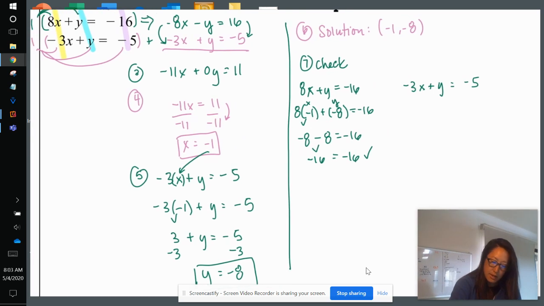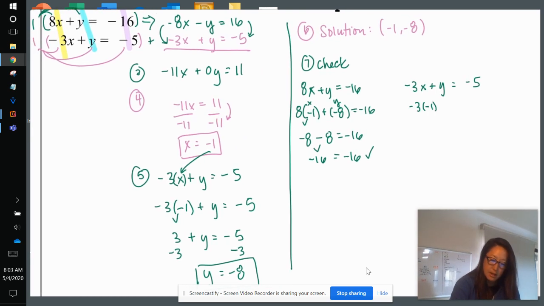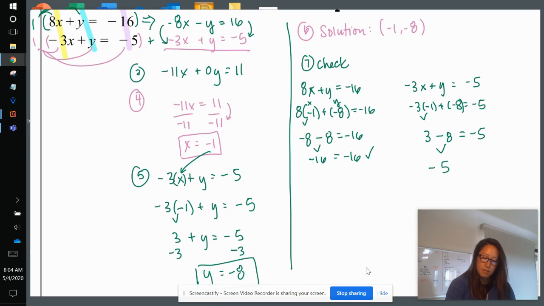Okay, next one. We get -3 times -1 plus -8 is equal to -5. So -3 times -1 gives me +3. Plus -8 is really a -8 equals -5. And then 3 minus 8 is, I'm starting 3 above and going 8 below, I'm going to end up on -5. Okay, again, verify. So that means that -1, -8 is our solution.